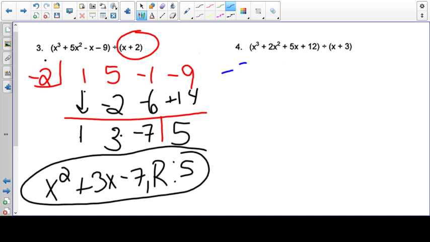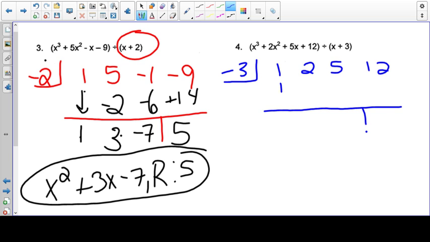Alright, we start with a negative 3. I have 1, 2, 5, and 12. I bring down that first 1. Then I take 1 times negative 3, which is negative 3. 2 minus 3 is negative 1. Then I have negative 1 times negative 3, which is positive 3.